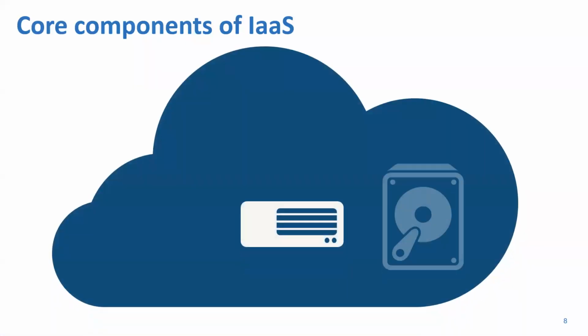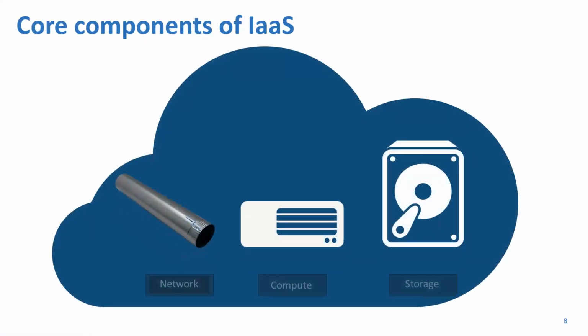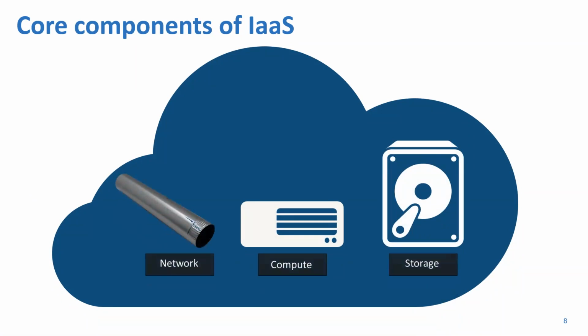So jumping into the core components of infrastructure as a service, which is compute, storage, and networking. These 3 components make up, I would say, the 3 most important services used by a lot of customers.